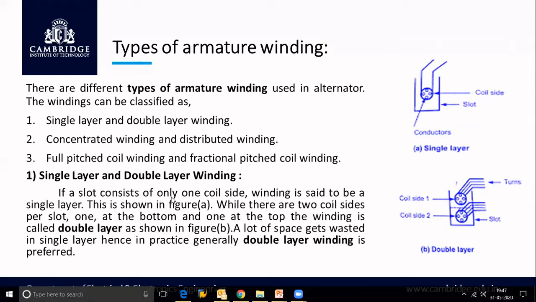Now let us discuss the single layer and double layer winding. You can see the figure here. Single layer winding: if there is only one coil side present in an armature slot, then such a type of winding is known as a single layer winding. And you can see the next figure. If there are two coil sides present in an armature slot, one coil side in the upper layer and the other coil side in the lower layer, then this type of winding is known as double layer winding. Usually for our alternator, we prefer double layer winding as we can accommodate more conductors so that more EMF is induced.